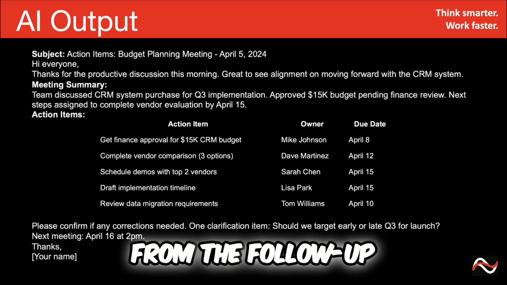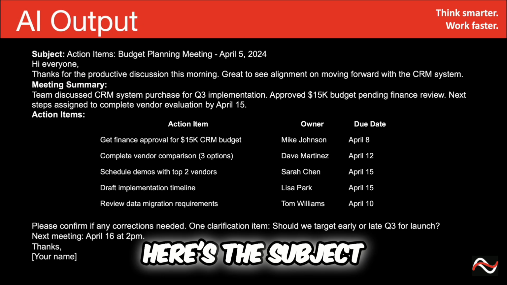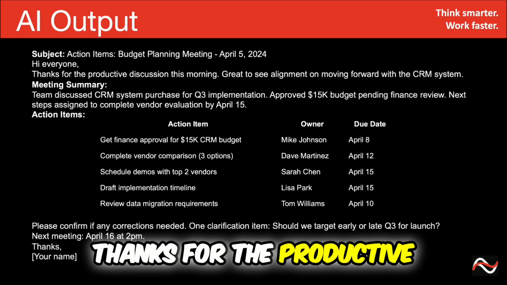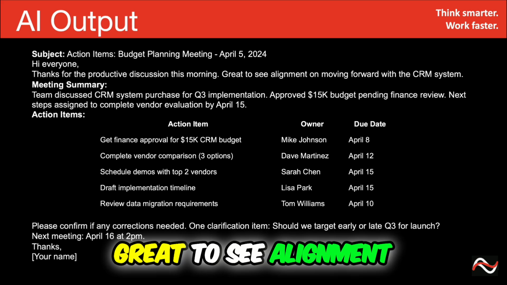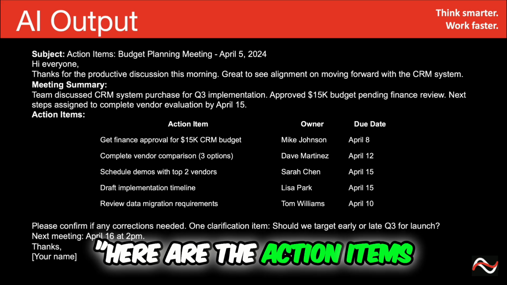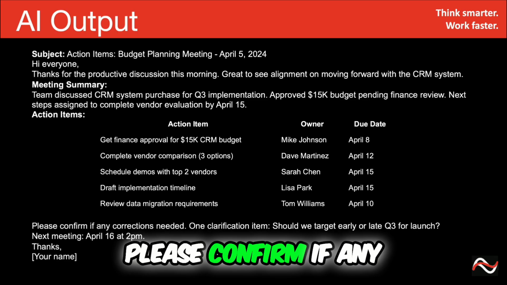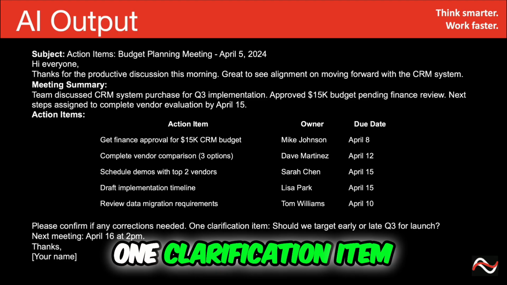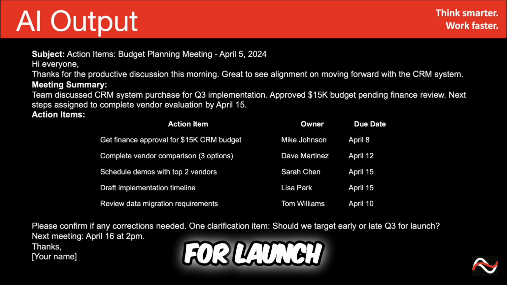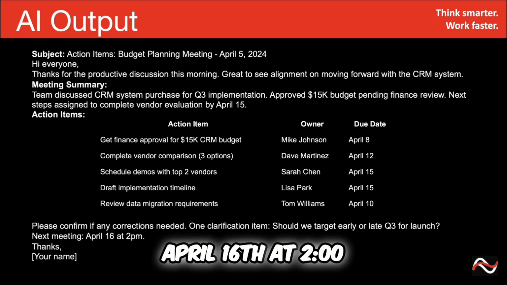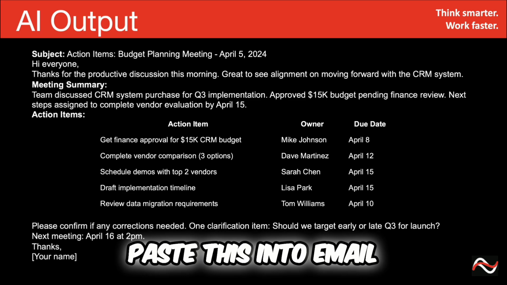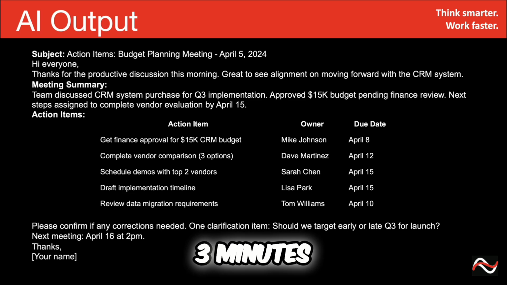Here's the output from the follow-up email. Here's the subject, action items, budget planning meeting. Hi, everyone. Thanks for the productive discussion this morning. Great to see alignment on moving forward. The meeting summary. Here are the action items. Please confirm if any corrections are needed. One clarification item: should we target early or late Q3 for launch? The next meeting is April 16th at 2 p.m. And you copy, paste this into email, send it, and it's done in 3 minutes.